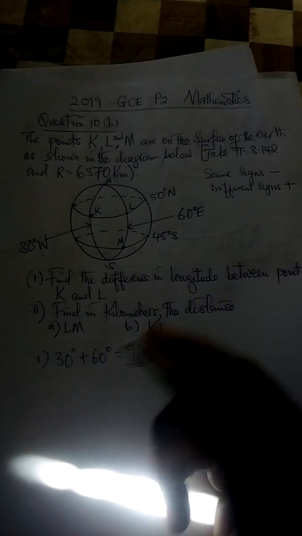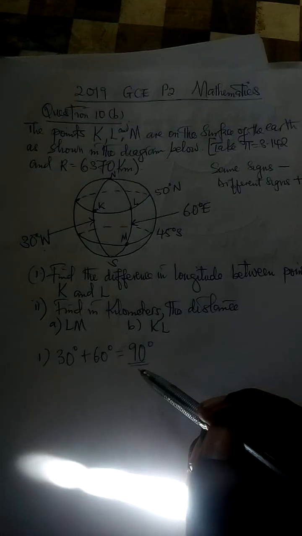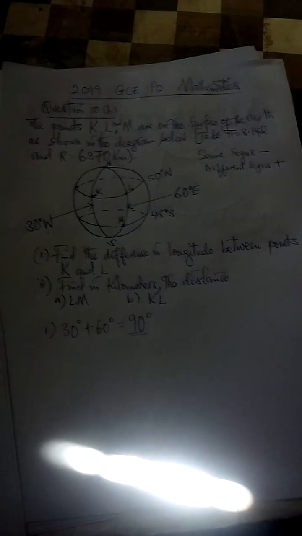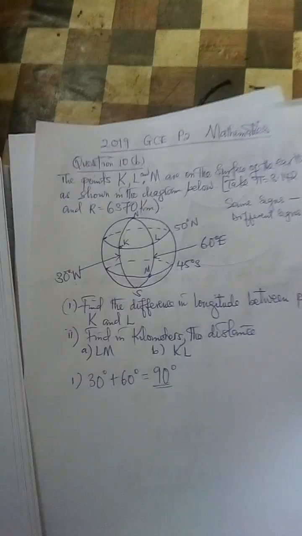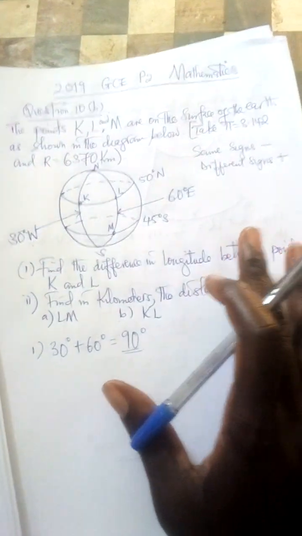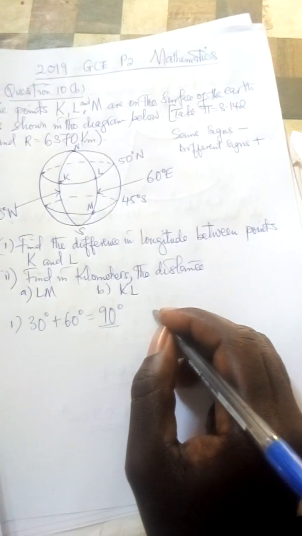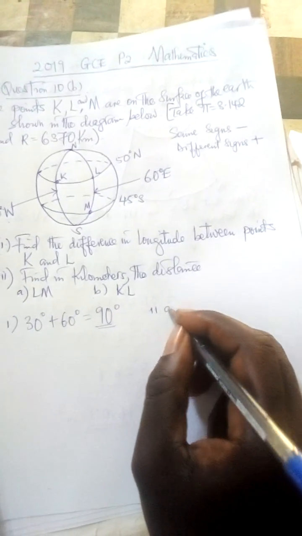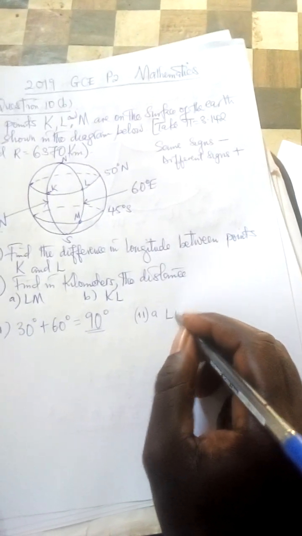And moving forward, we have: find in kilometers the distance LM. Because in the interest of time, you are going to write your final examination very soon. Quickly, I'll run through this. So I'll solve my question 2A here. We are trying to find the distance LM.